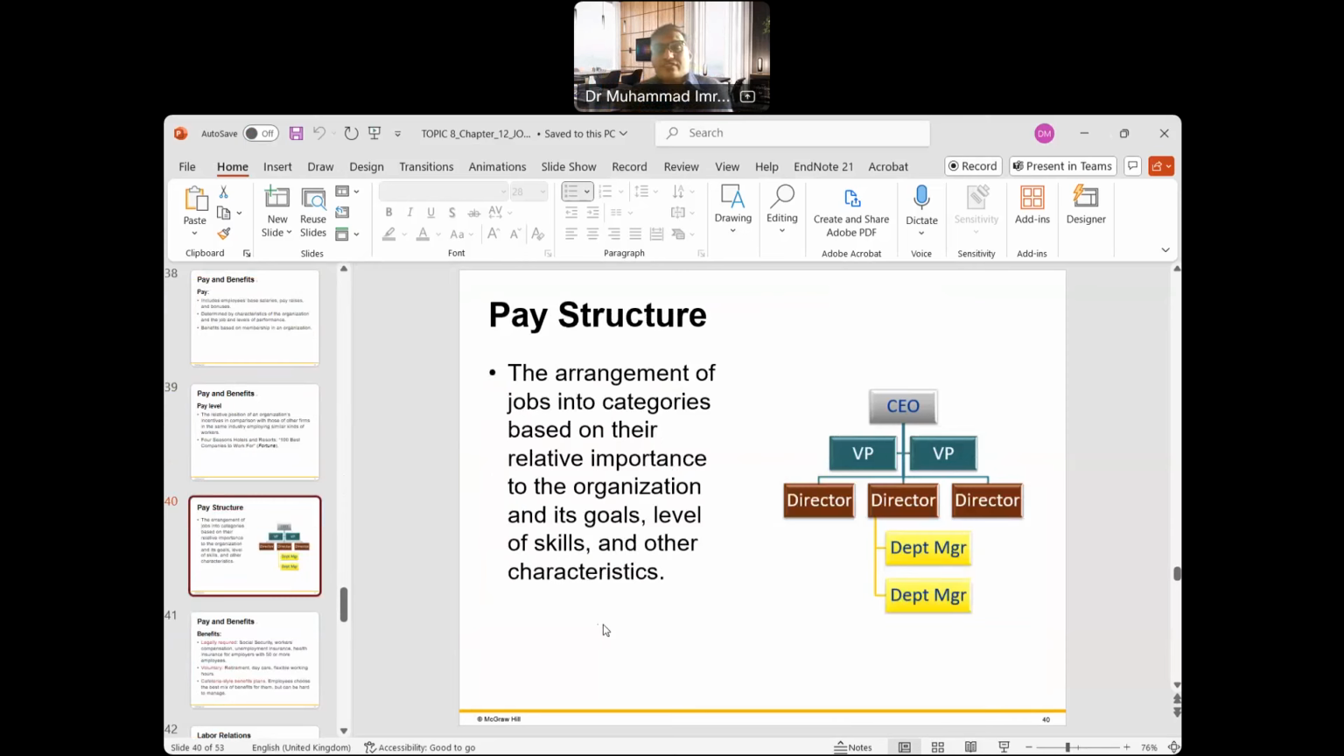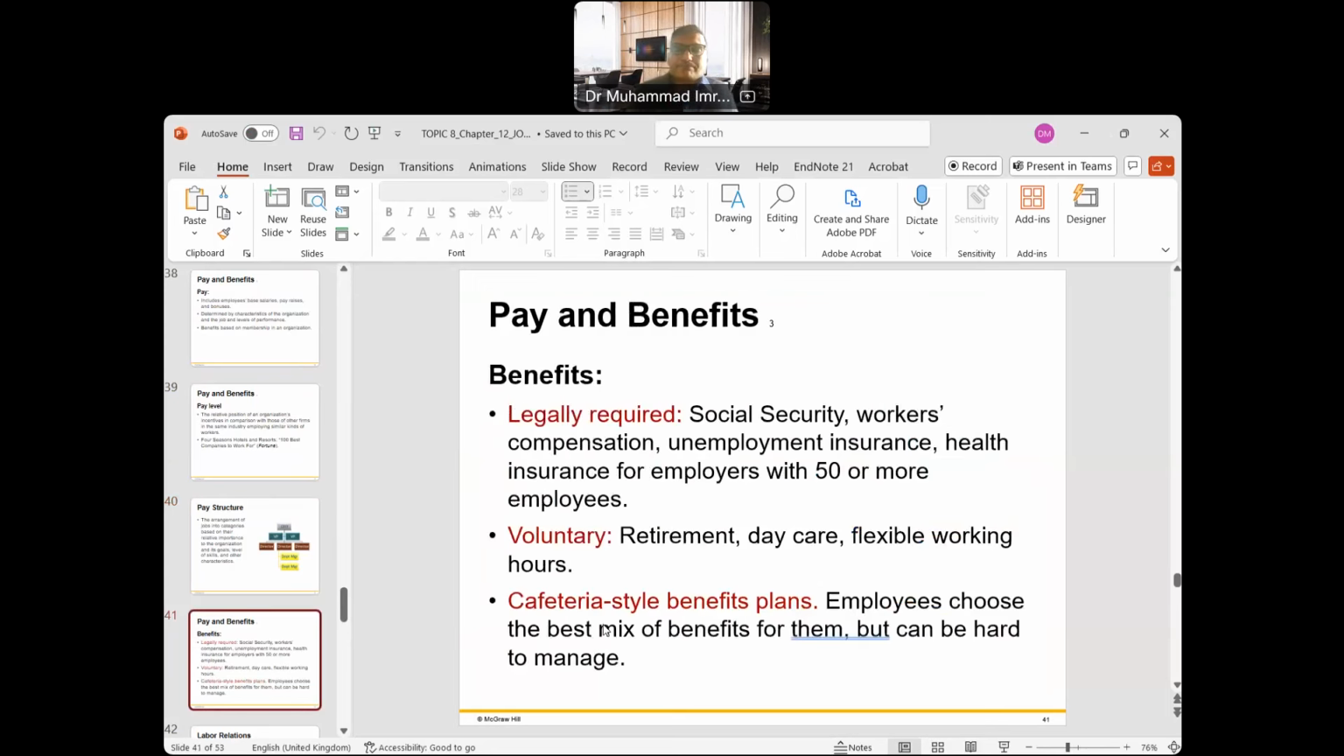Here is the pay structure: CEO, vice president, director, department managers. Pay cannot be the same, obviously, because they have different roles, and the CEO is more important as compared to a department manager, right? Here, the arrangement of jobs into categories is based on their relative importance to the organization and its goals, level of skills, and other characteristics. So these are the major factors to decide their salary.